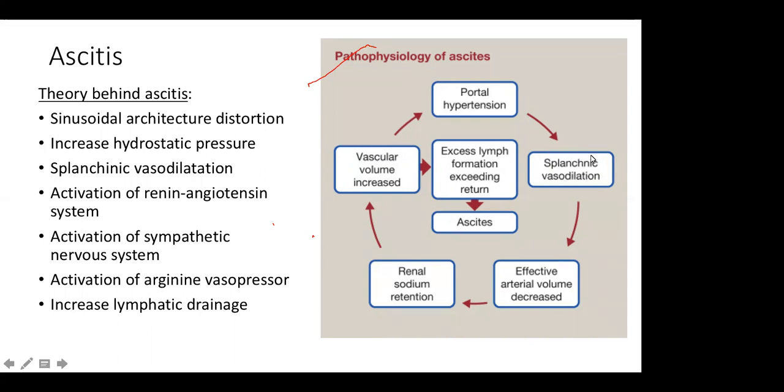So increased hydrostatic pressure will lead to splanchnic vasodilatation, and the splanchnic vasodilatation leads to decreased effective arterial volume. So the blood volume decreases, which results secondarily in activation of the renin-angiotensin system. This will result in activation of aldosterone, which increases the vascular volume. And when the vascular volume increases, there is more and more hypertension. With increasing vascular volume, some of this fluid will be extravasated into the extracellular fluid, which can cause ascites.